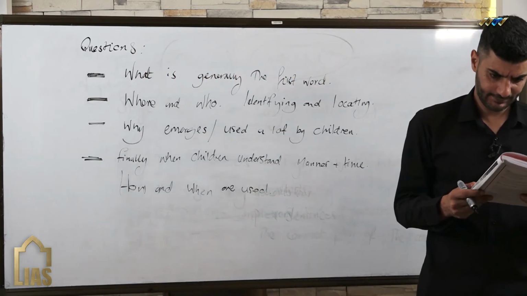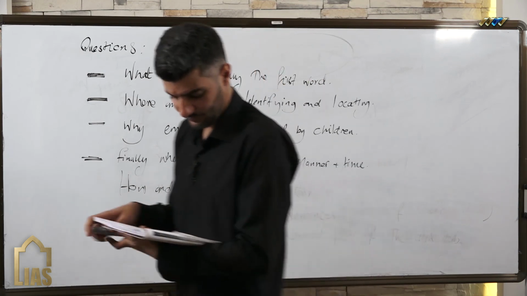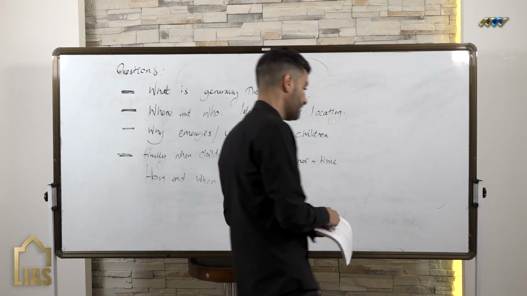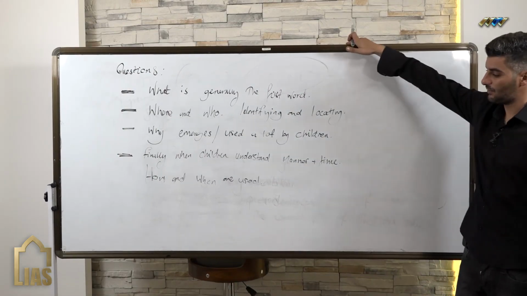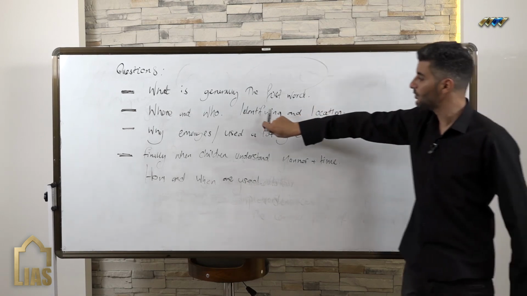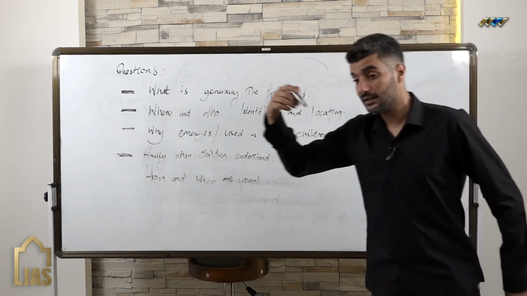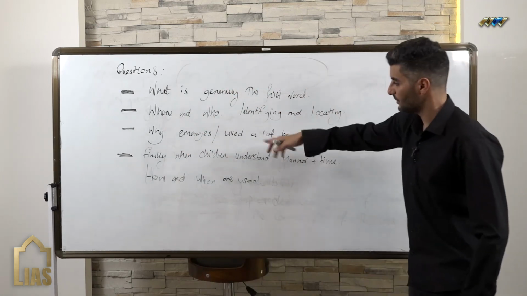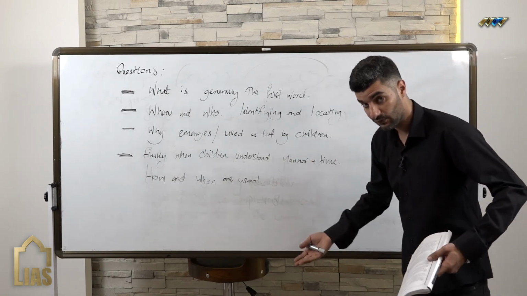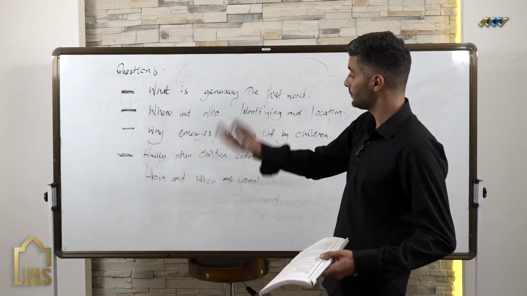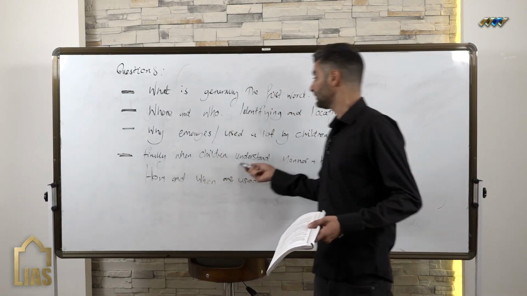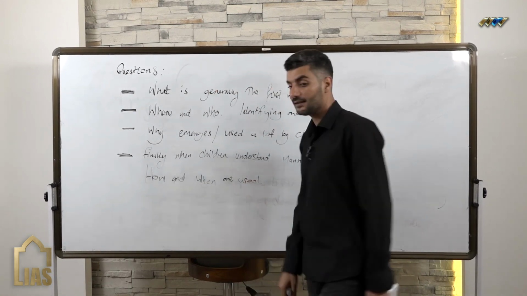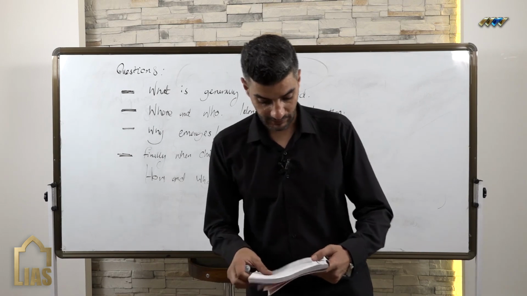Okay, now, we have the different stages. So these are the questions. What is generally the first word? Where and who, in identifying and locating. Where is my toy? Who is this? Who is that? Why emerges, used a lot by children. They know how powerful this word is, and then they start to use it and generalize it. Finally, when children understand manner and time, how and when are used.